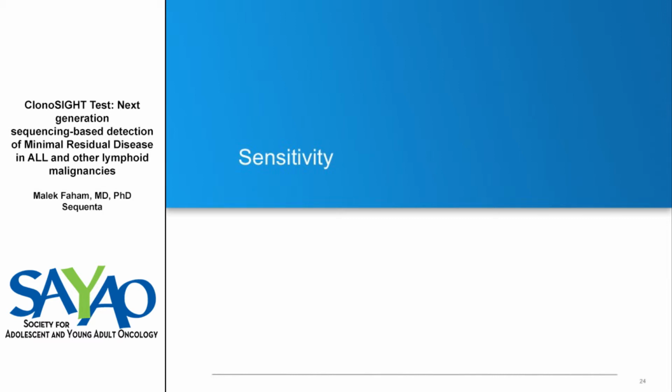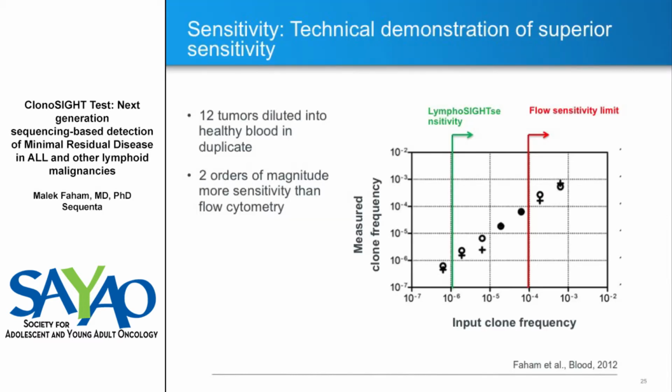Sensitivity is the next set of criteria, and in this paper we had shown the technical validation of sensitivity, where we diluted, this is with Dr. Campana's paper that was published a couple years ago, 12 leukemias into healthy bloods in duplicates and looked at their input, expected frequency, and observed frequency, and saw that basically there's a very nice correlation, repeatability, and accuracy.